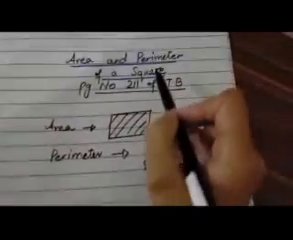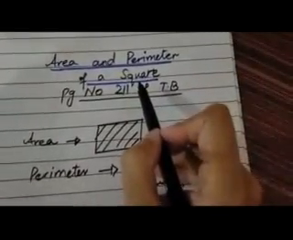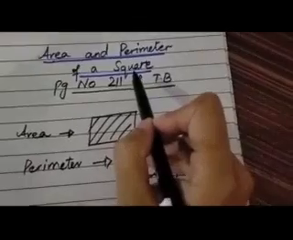Okay, now we will learn about the area and perimeter of a square. As you know, all sides of a square are always the same. That means if one side is 3 meter, the other is also 3 meter, and same with both of these sides. Got it? Okay, now there are some formulas to find out the area and perimeter of a specific figure.